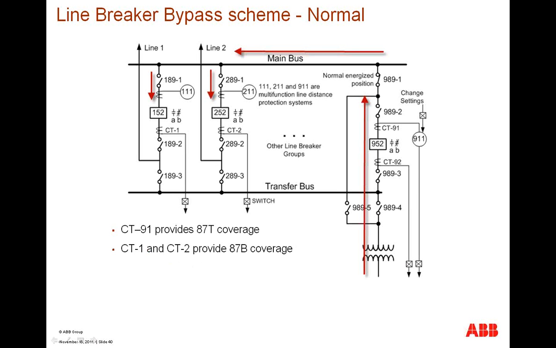Your CT91, shown just above the 952 breaker, will provide your transformer differential coverage, and your CT-1 and CT-2 will provide your bus coverage. They are shown below the breakers 152 and 252.